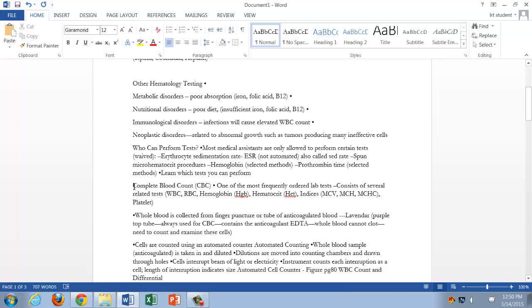Moving down here to the complete blood count, and we're moving down now to the bottom of page 79. What all does a complete blood count include? We don't usually say this term complete blood count, we just say CBC. It consists of a total white blood cell count, a total red blood cell count, a hemoglobin determination, how much hemoglobin is in the average red blood cell.